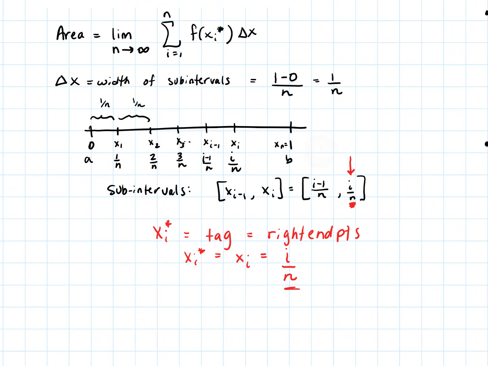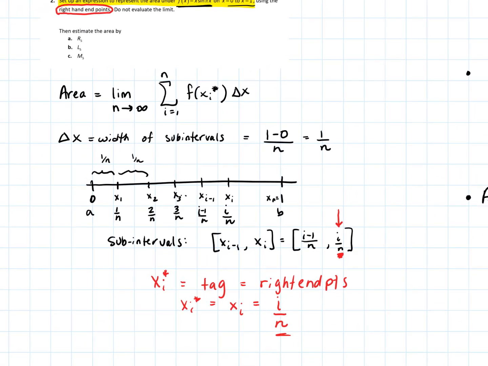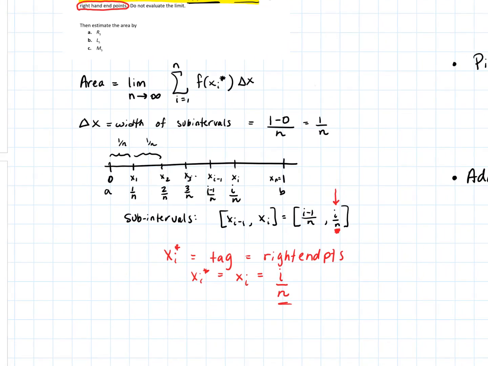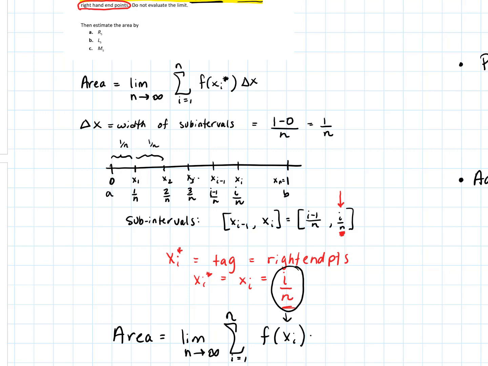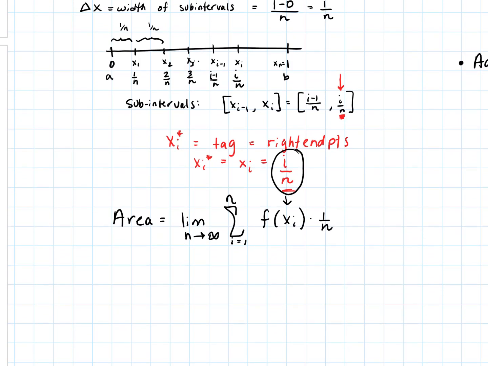And now all we have left to do, where was our function? Our function itself is x sine of pi x. So now all we have to do is actually plug everything in. The expression that would represent our area is the limit as n goes to infinity of the sum from i equals 1 to n of f of x sub i, which we are going to plug in i over n, times delta x, but delta x is 1 over n. So this is the limit as n goes to infinity of the sum from i equals 1 to n of f of i over n times 1 over n.